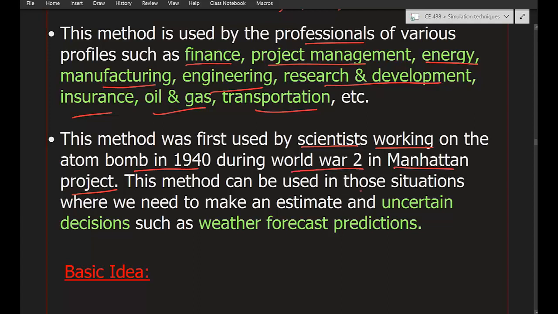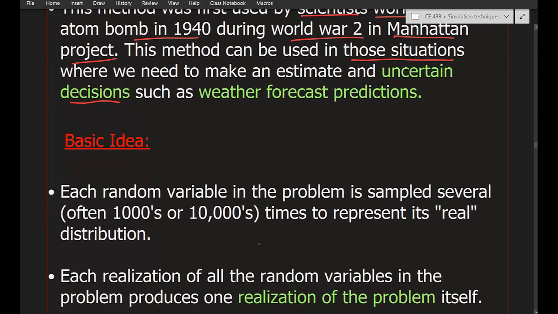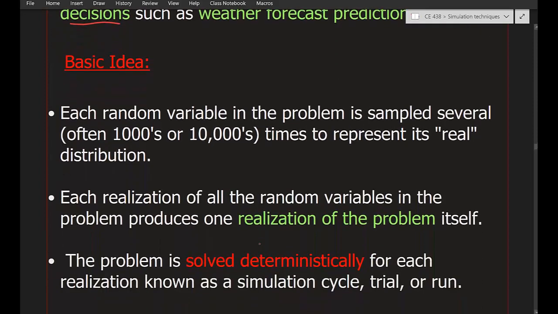This method can be used in those situations where we need to make an estimate under uncertain conditions, such as weather forecast prediction or the stock market. Where we have uncertainty, this kind of method is often used for simulating and giving predictions of the future. So what is the basic idea of Monte Carlo simulation?